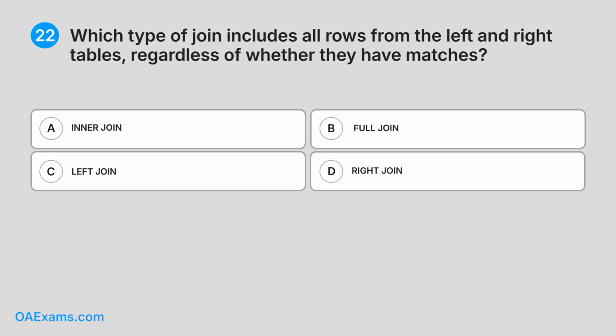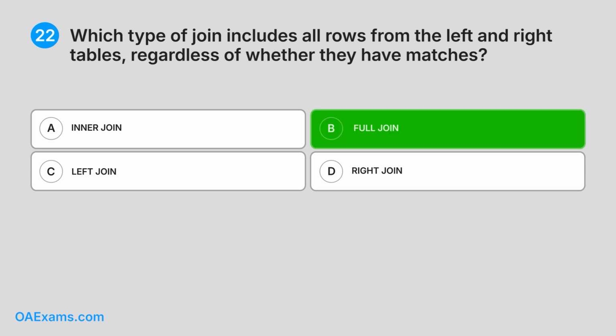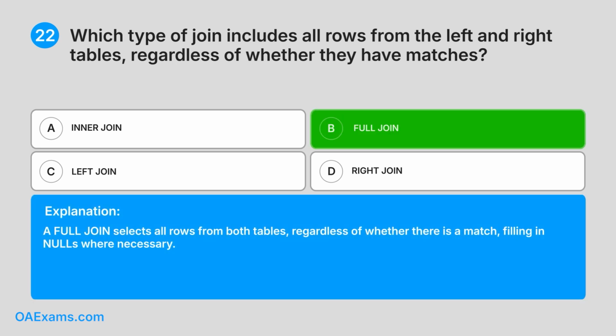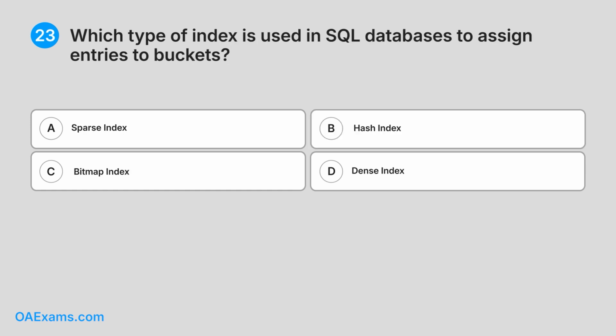Correct answer: B. Full join. Explanation: A full join selects all rows from both tables, regardless of whether there is a match, filling in nulls where necessary.